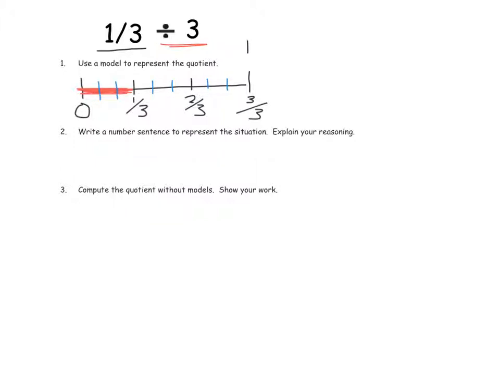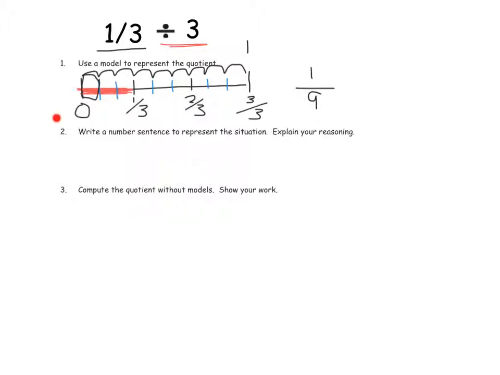So now I can see that I split it into 1, 2, 3, 4, 5, 6, 7, 8, 9 different pieces. So my whole is broken into ninths, and each person gets one of these, so 1/9.